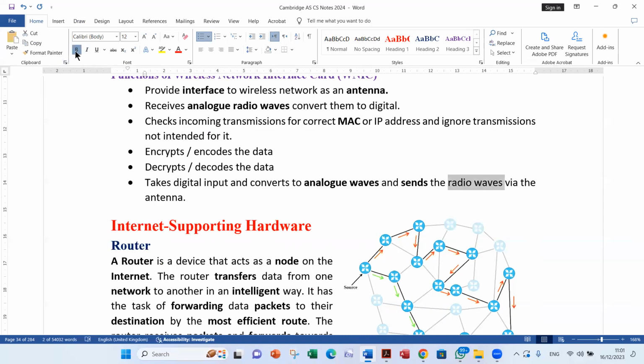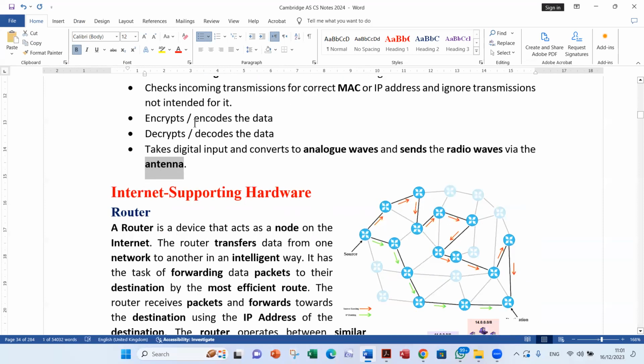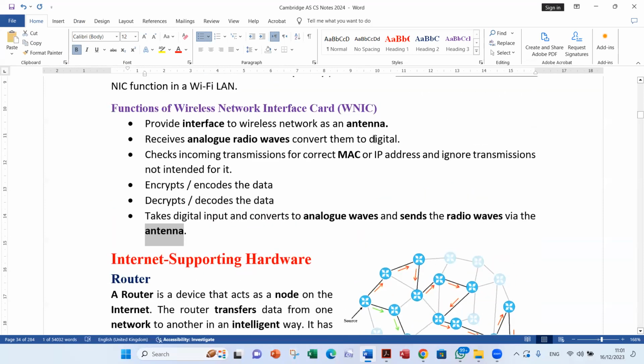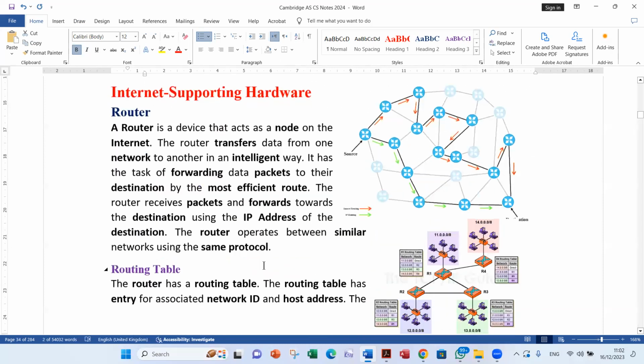Okay? This is the opposite to this. Here, receive analog radio waves and convert them into digital. Here, takes digital input and converts it into analog wave. Here, while receiving, here, while transmitting. Okay, Shabab? That was any question. That was a question, and your answer reveals your understanding of the topic. Then you collect all the marks. Okay, Shabab? Okay, next, what else?